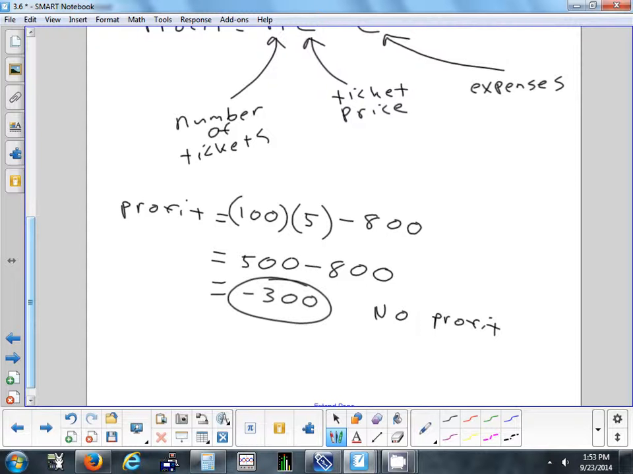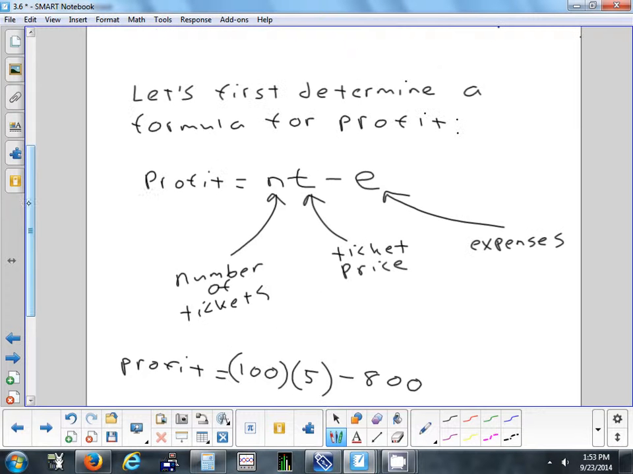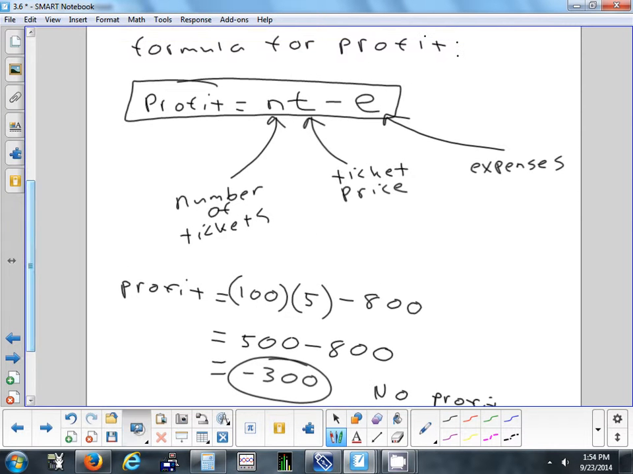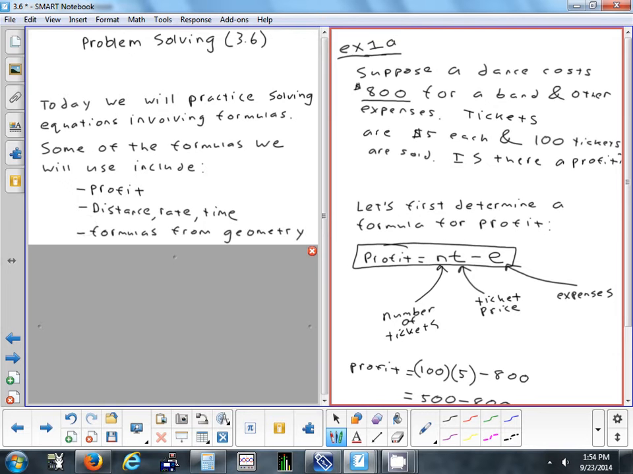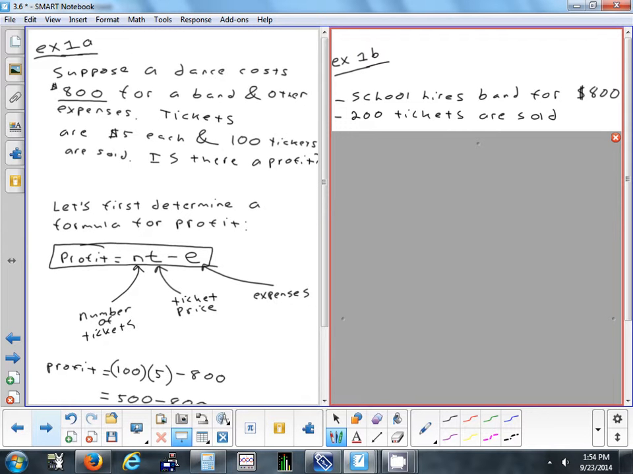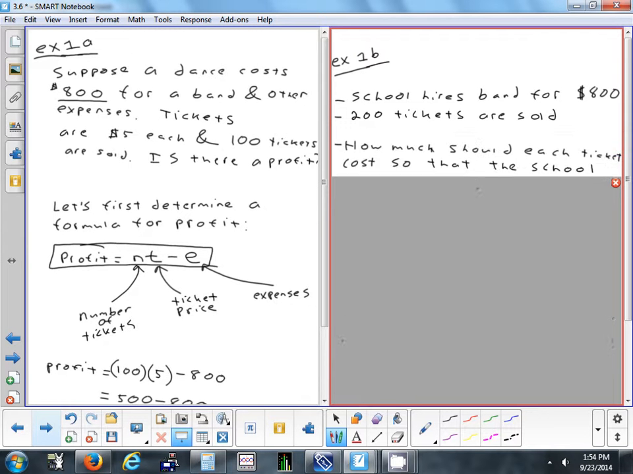Okay, so they lost $300. There's no profit. Okay, everybody have this formula? Yes. Okay. Let's try it on a different one. Okay, this one's a little different.